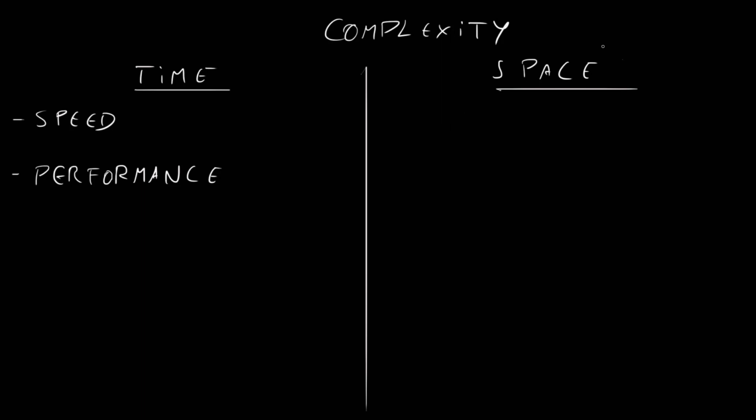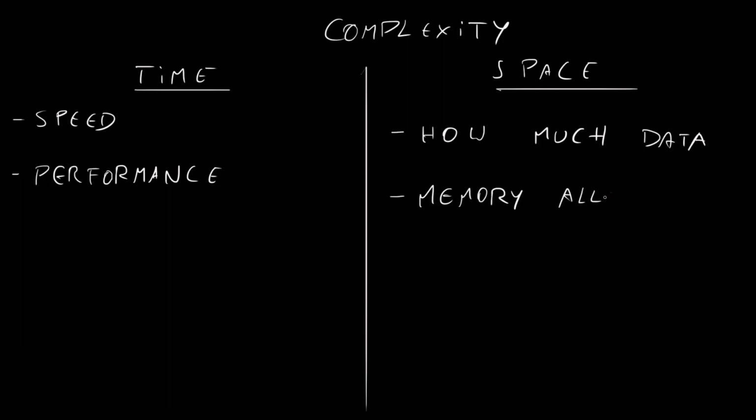But bad performance can also have to do with the space complexity. What is the space complexity? It is basically how much data your algorithm needs. Not how much data your algorithm works through, but how much extra data it creates, right? So we can think in practical terms: how much memory we are allocating, so memory allocation.